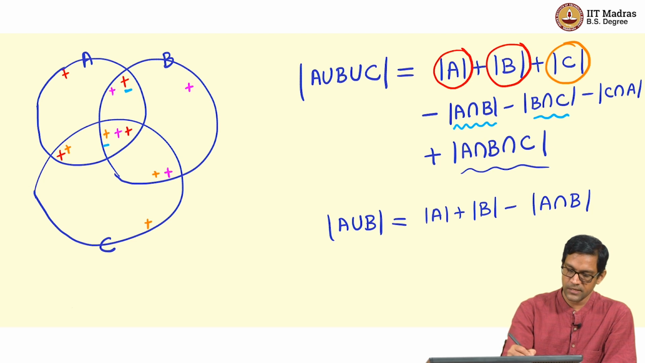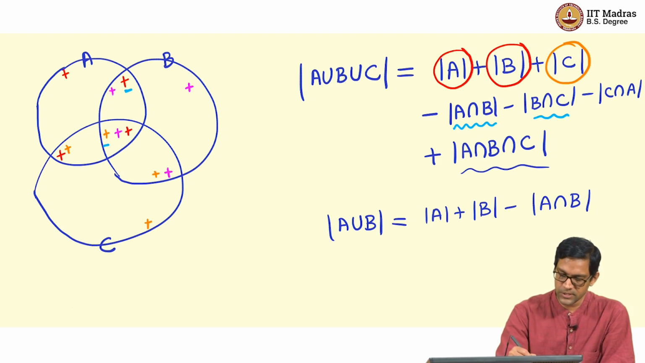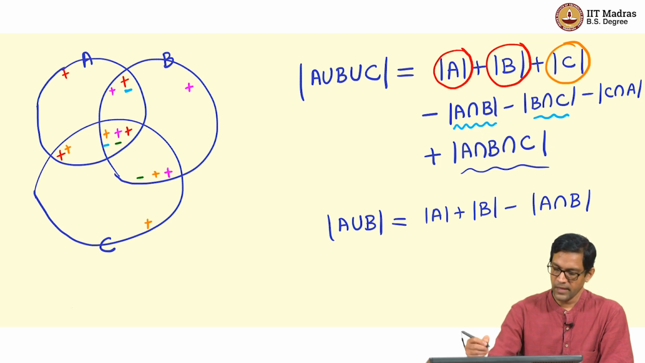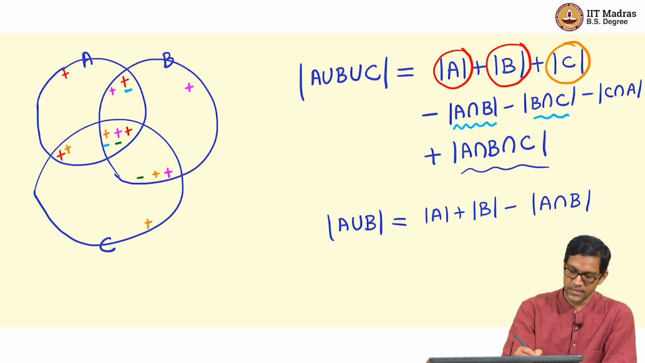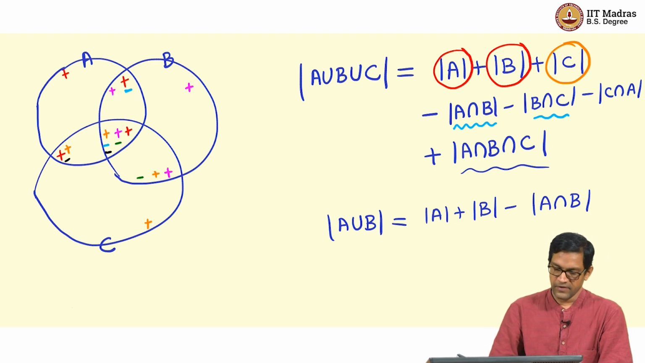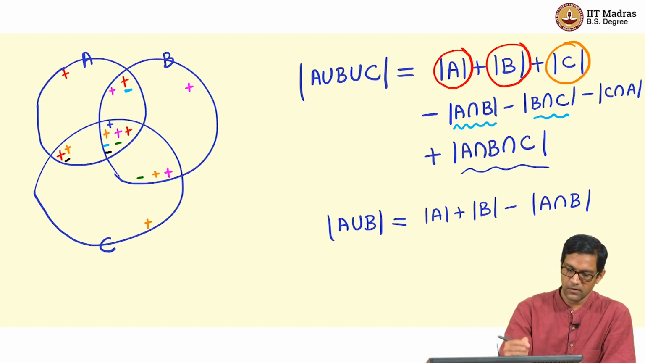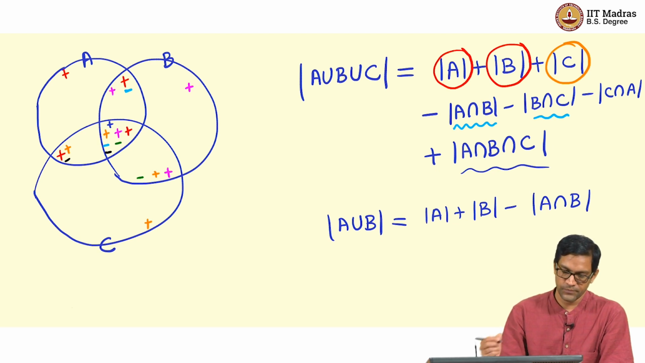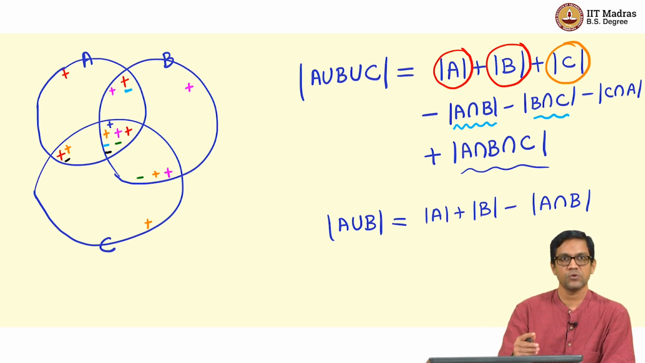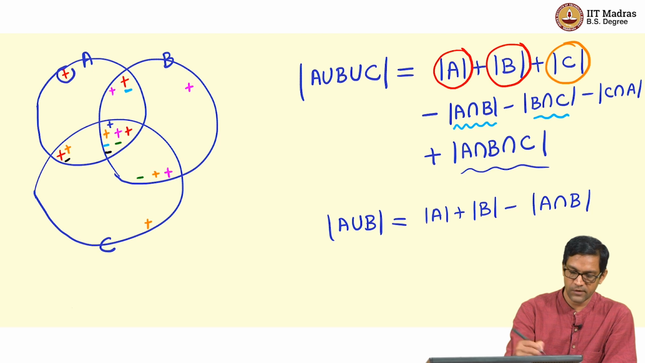B intersection C is these 2 regions, and C intersection A will be these 2 regions. Finally, A intersection B intersection C is the region that is contained in all of them. I have put pluses and minuses to keep track of what I am doing on the right hand side of this formula. Now, let us look at what the final collection of pluses and minuses looks like. The regions which are exclusively in A, B and C just have one single plus sign.